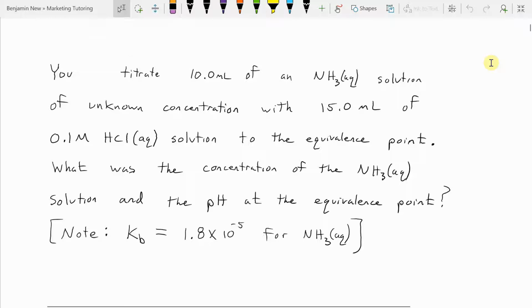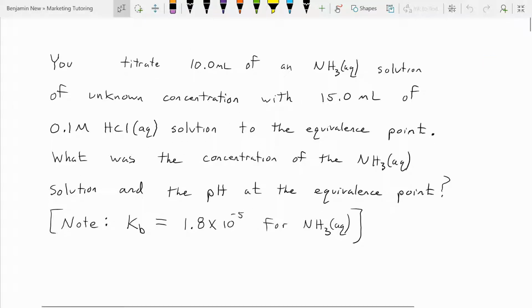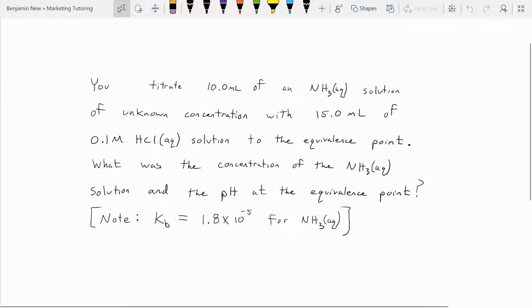Titrate 10.0 milliliters of an ammonia solution of unknown concentration with 15.0 milliliters of a 0.1 molar HCl solution to the equivalence point. The question is, what was the concentration of the ammonia solution and the pH at the equivalence point? And we're also given a note: the base dissociation constant is 1.8 times 10 to the minus 5 for ammonia. That is a base.